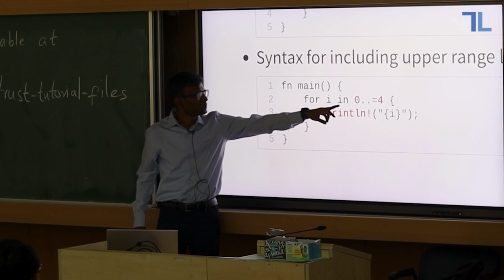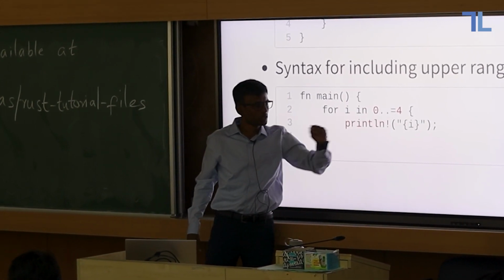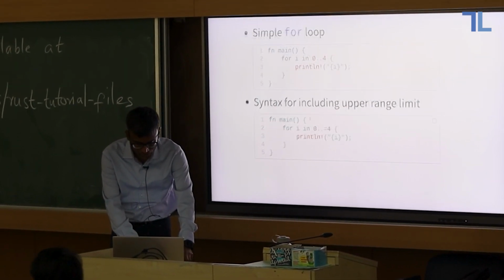If you want to include the upper range, you want to go from 0 to 4, not 3, then just put dot dot and then equal to, then it will go to 4. There's some syntactic sugar to make life easier.